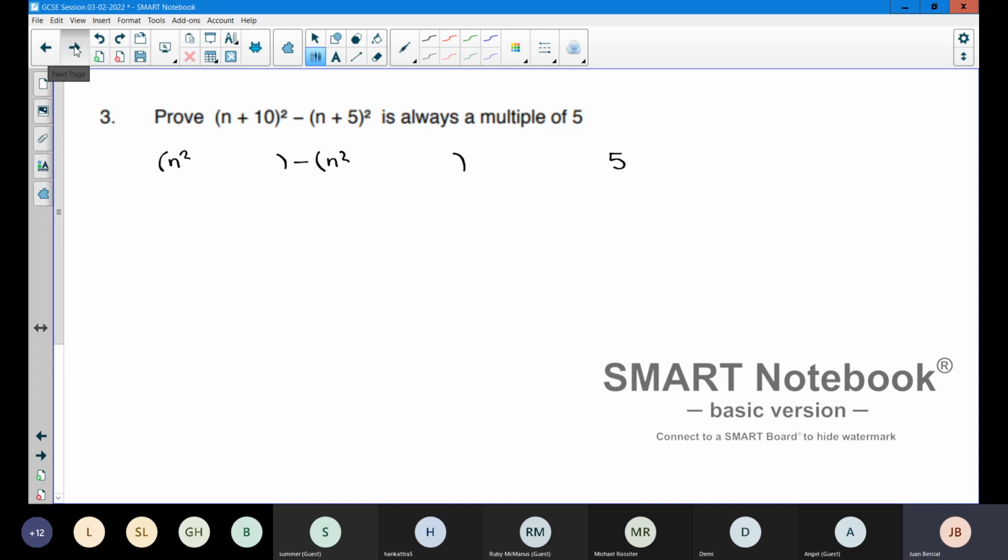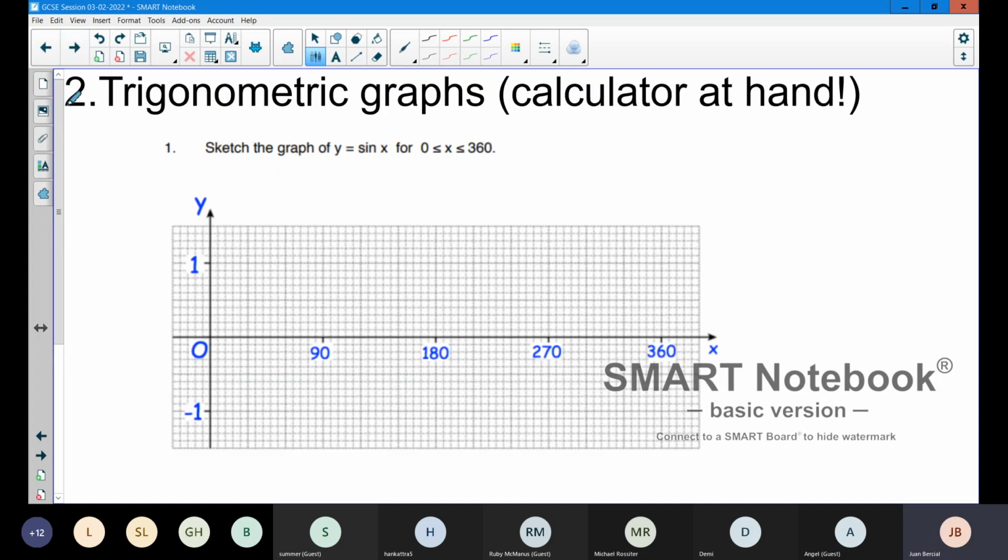Okay, so now the next thing is the trigonometric graphs. You should have a calculator at hand. One way I can remember the graph of the sine is that it begins with an S, something like that. That helps to remember. But if you've got your calculator at hand, it's quite easy for you to find a few values that are helpful for this.